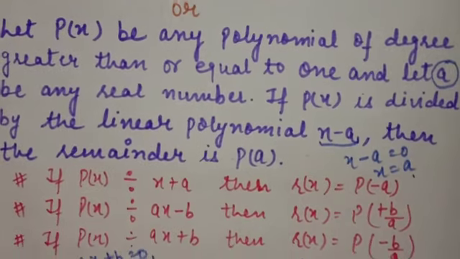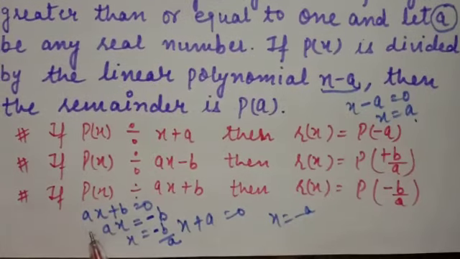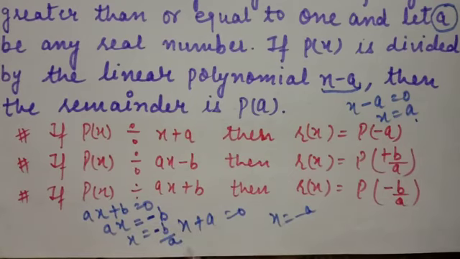Now students, see, if divided by ax plus b, then we should put it equal to 0. First of all, we will shift this number to the other side. It is minus b. Now a is present in multiplication here. When we shift it to the other side, it will be in division. So it is minus b upon a. So what is the value of the variable in this? Minus b upon a. So this is our remainder theorem: when we divide one polynomial by another polynomial whose degree is greater than or equal to 1, the remainder is present in the form of the value of the variable.